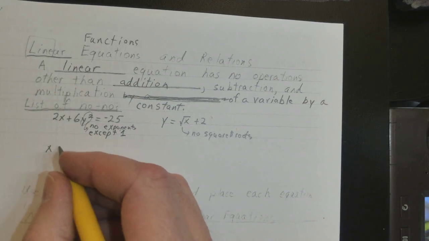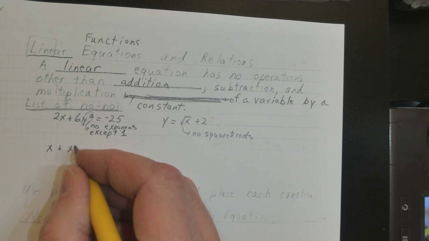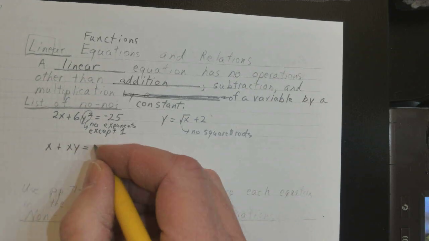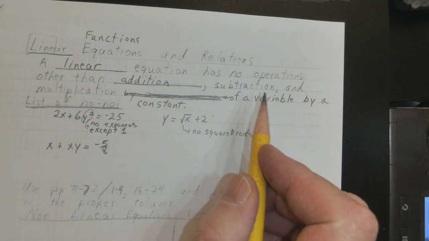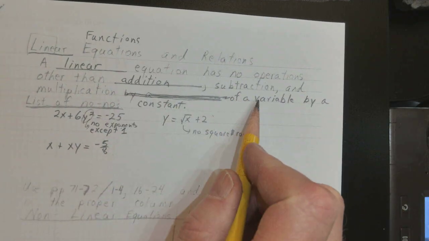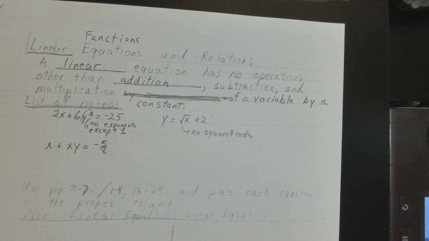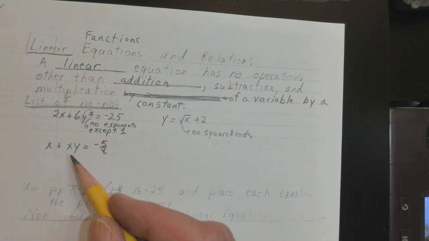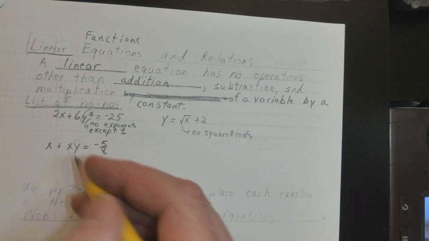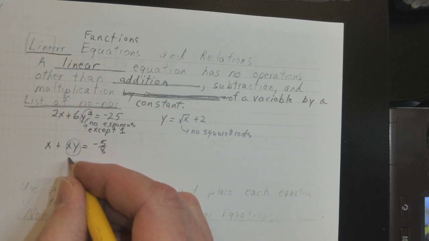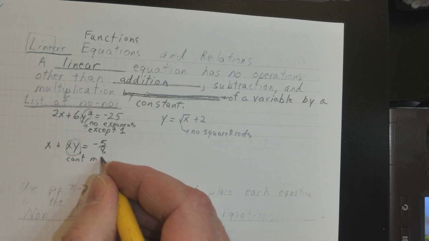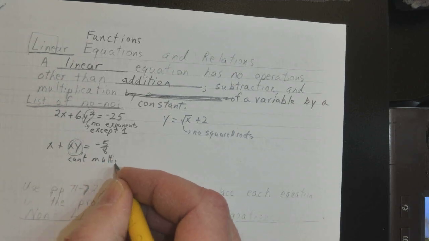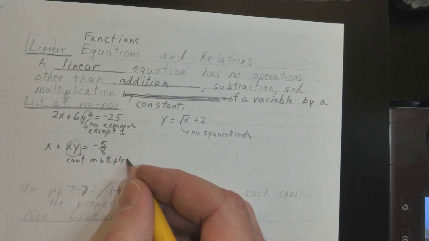Let's look at this one. x plus xy equals negative 5/8. We can multiply a constant by a variable, but we cannot multiply variables together. Can't multiply variables together.